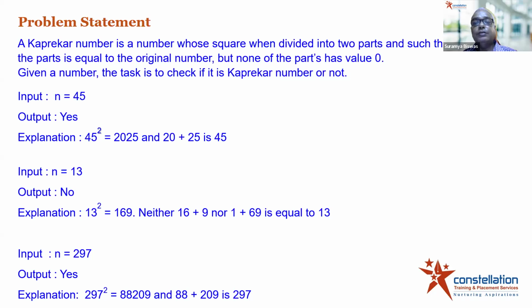Okay. Now, Smriti, two-digit number, right? So we have to square the input and add the two-digit number. Fine, very good. But the question is how? Why will I not add 882 plus 09? Why am I not going to add 8 plus 8,209? We have to understand this one.